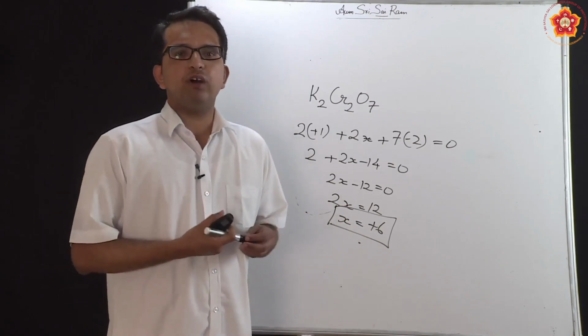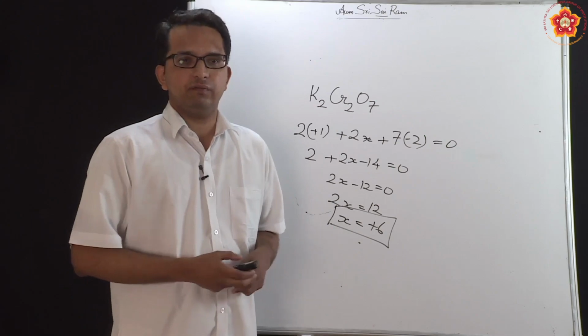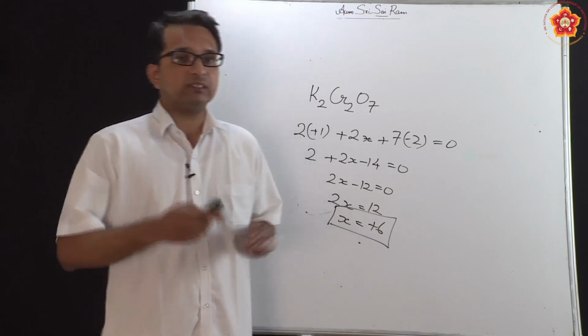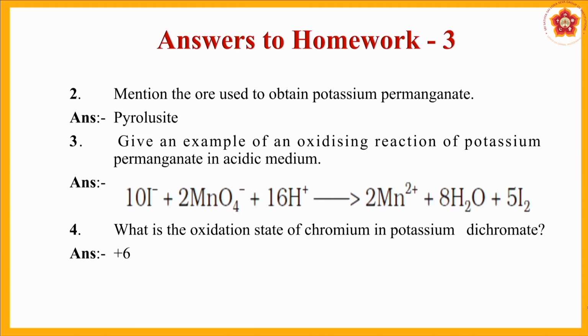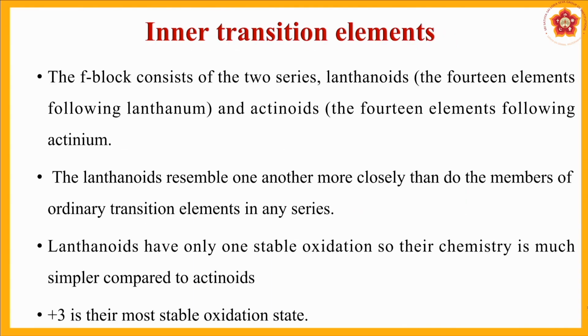So, these are the homework parts from the last part. And now let us enter into the inner transition elements. What are these inner transition elements? These are nothing but the F block elements. They are divided into two sets, one is lanthanoids, the other is actinoids. Both of them have 14 elements in total, and they start from the elements lanthanum and actinium, hence they are called lanthanoids and actinoids.